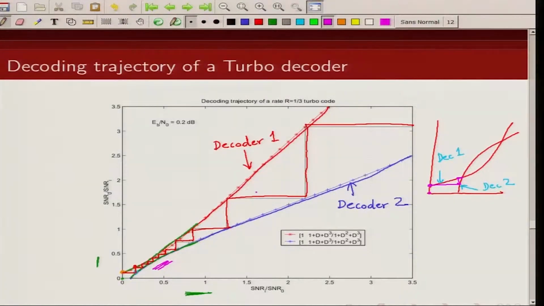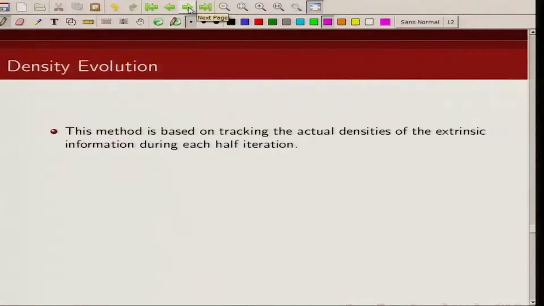So, we would like to choose our encoders in such a way that they match up so that there is a tunnel if we plot the decoding trajectories on reverse axis. This was the method of Al-Gamal.